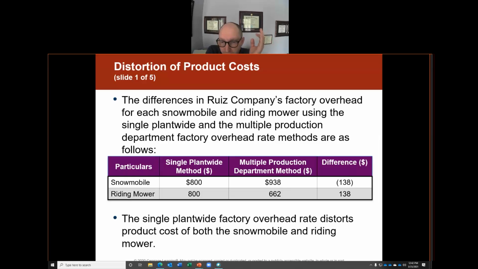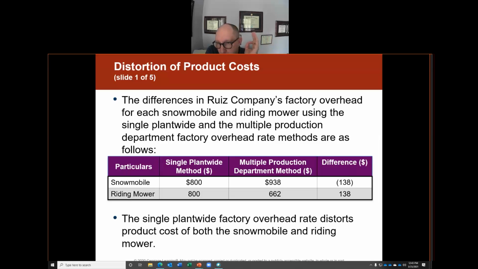In the multiple production department method, snowmobiles is $938, riding lawnmower is $662. That's a difference of $138. So based off of this information, we can see that the multiple production method is more accurate than the single plant-wide method.